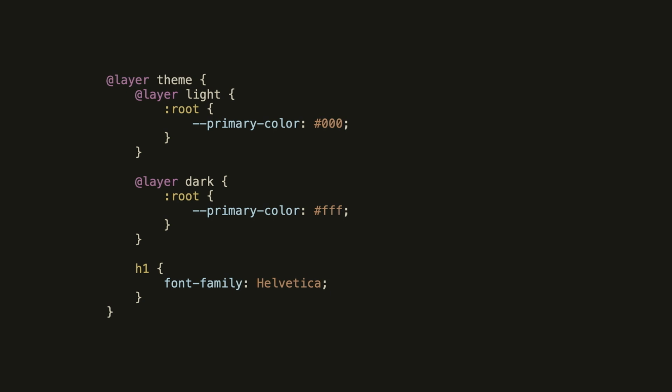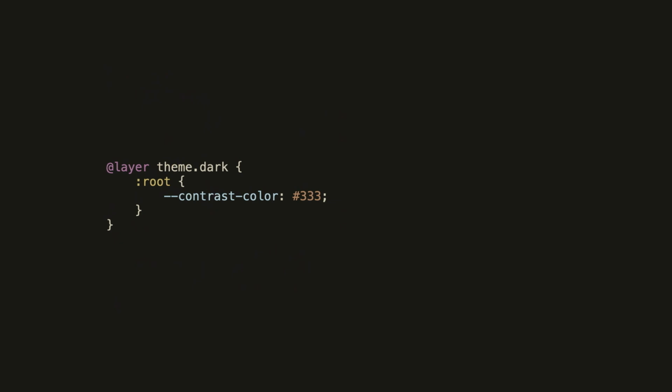So this is possible. How do you target? How do you append to a nested layer? Well, you use a dot notation. If you've been writing JavaScript before, this seems obvious, right? Inside of theme, you have dark, and then the content will be appended to that.